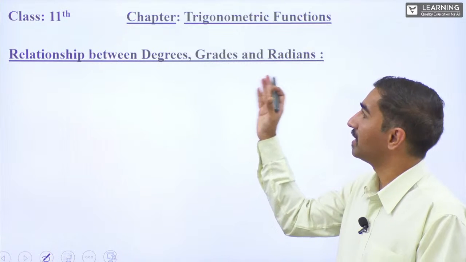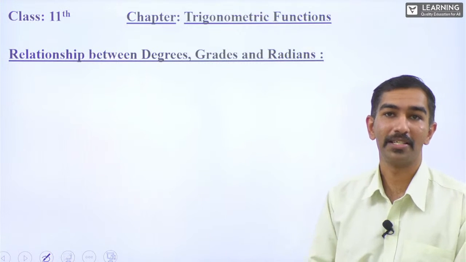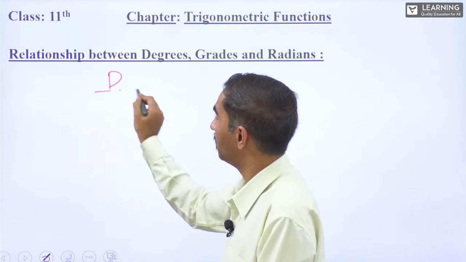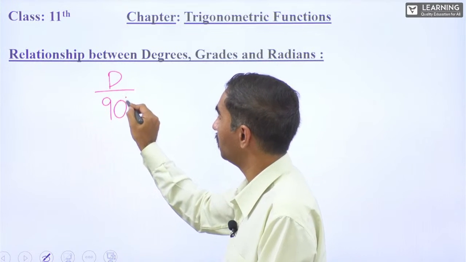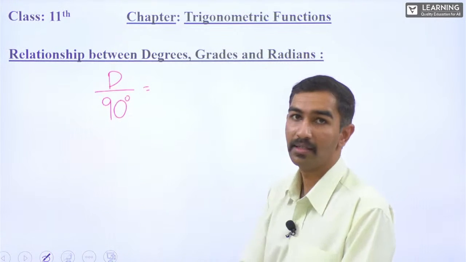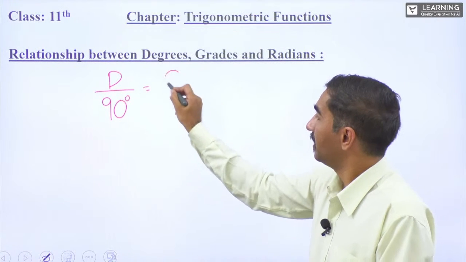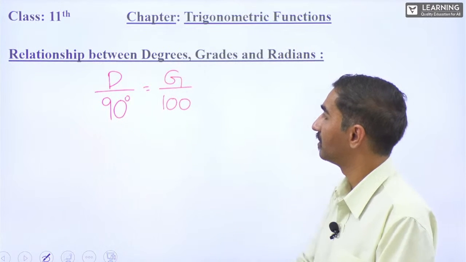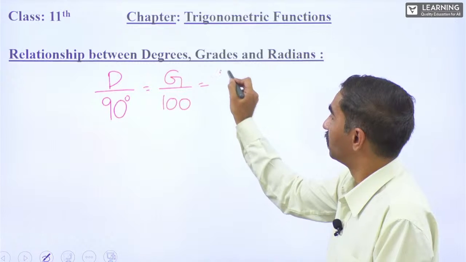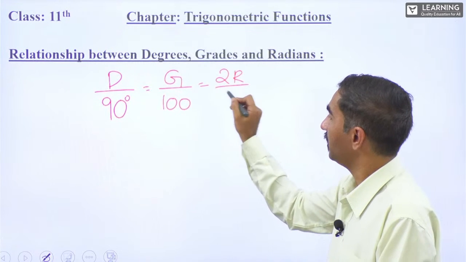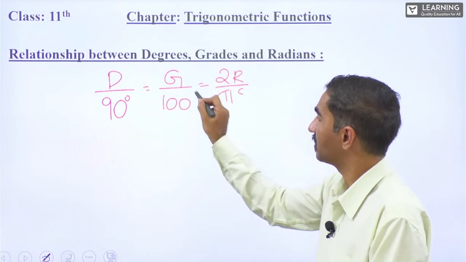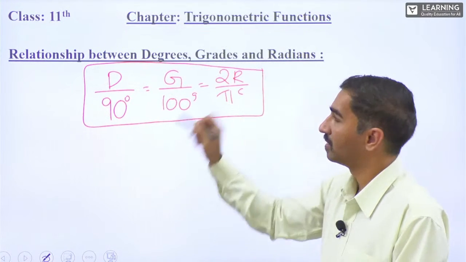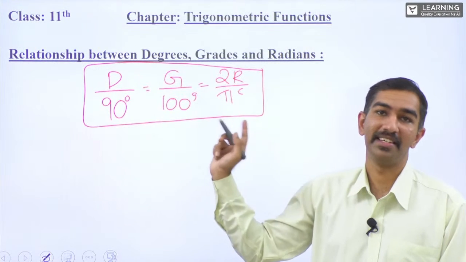Alright, moving on to the next one. Relationship between degrees, grades and radians. So what is the relationship between them? The relationship is given like this: D by 90, because one right angle is equal to 90 degrees. G by 100, because one right angle is equal to 100 grades. And 2R by pi, where R is in radians.